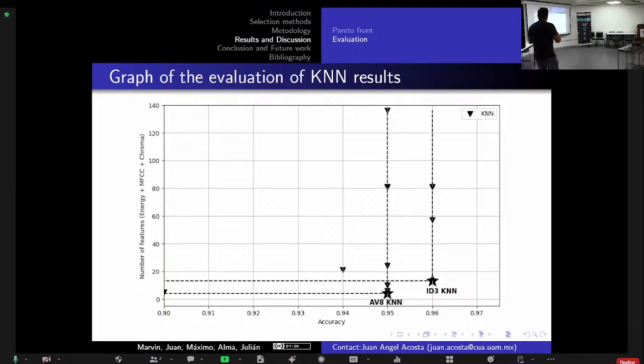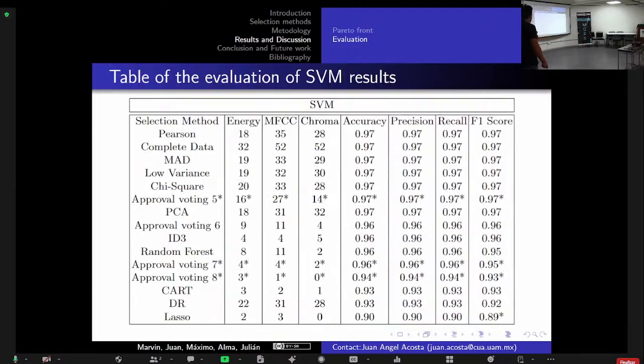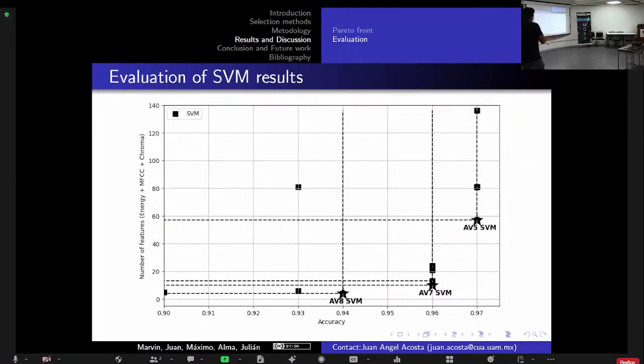it has the fewer number of filters and more accuracy, or in this case accuracy. Approval voting is the same. For the SVM case, the best performance is approval voting 5, approval voting 7, and approval voting 8. It's the same case. These are the best methods in this area.